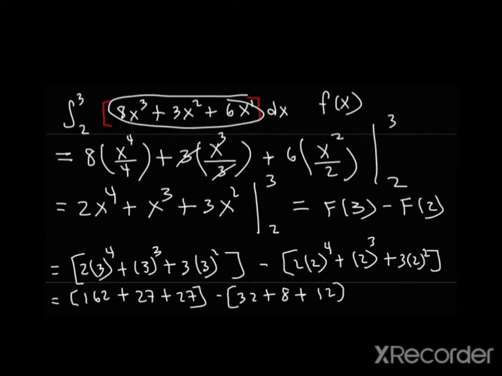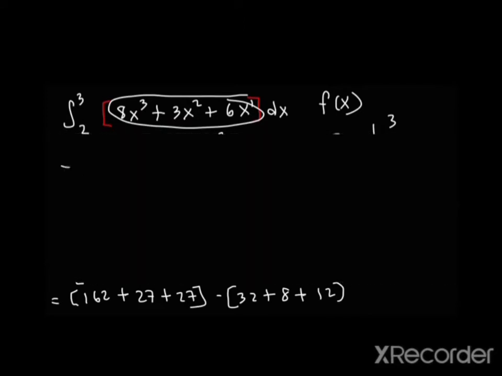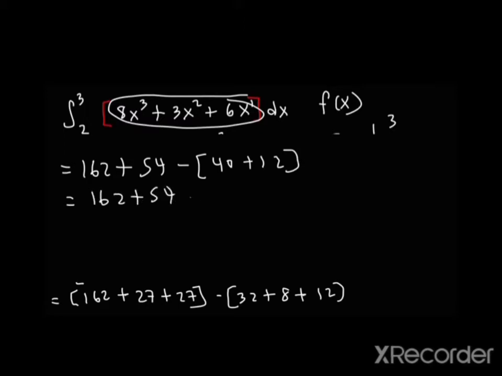We no longer need brackets anymore. So, 27 plus 27 is 54. 32 plus 8 is 40, and 40 plus 12 is 52, so this is minus 52. 54 minus 52 is 2. 162 plus 2 is 164, so this is the value of the definite integral.